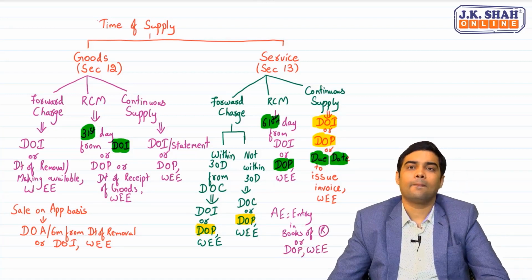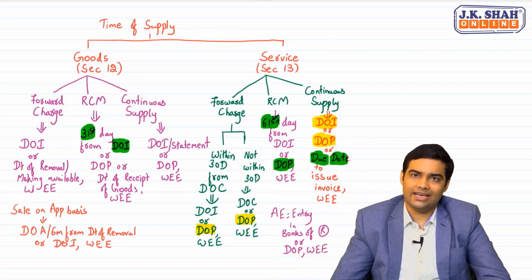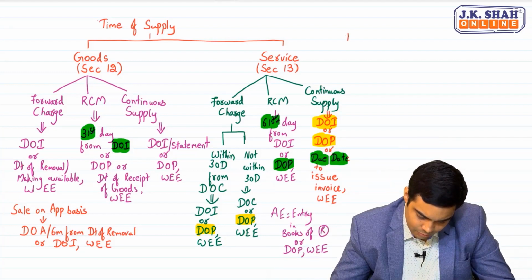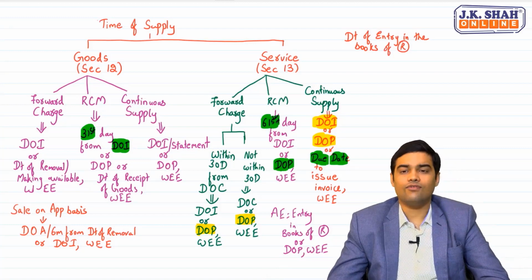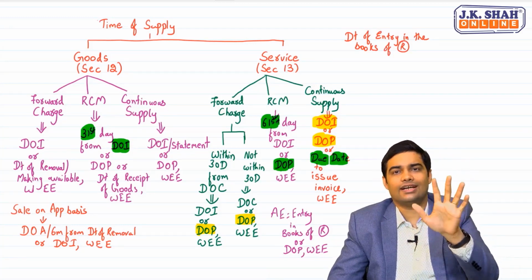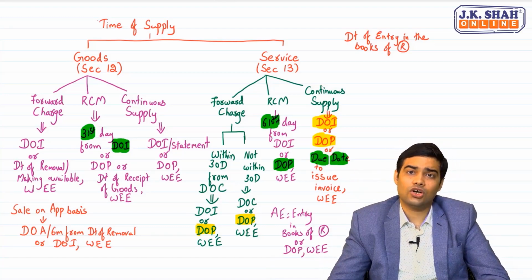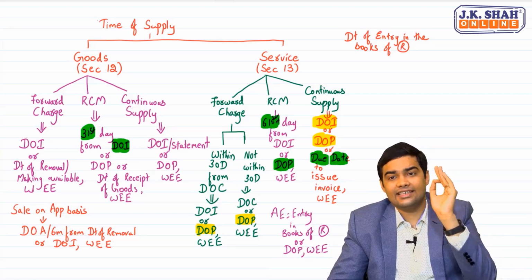Now suppose you are not able to find time of supply from any of these. Then the law says for all the provisions, this is a common point, time of supply will be date of entry in the books of recipient. So date of entry in the books of recipient would be used if you cannot find time of supply from any of these. Sir, if entry in the books of recipient is also not there, then in that case, law has provided any other case.